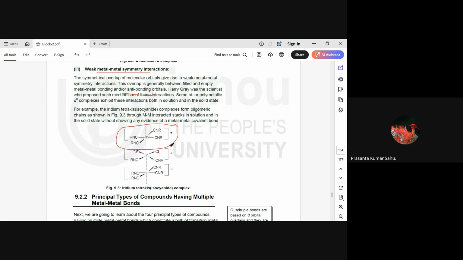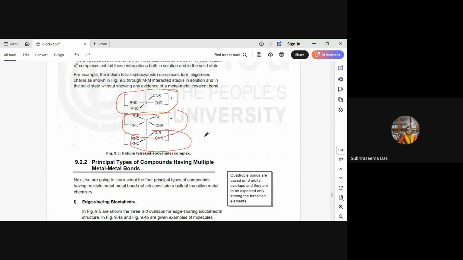This is one chain, here is another chain, and this is the third chain. So this is the oligomeric chain. When we see the oligomeric chain, we see that one chain is stacked upon another. That is why this gives rise to the metal-metal interaction in the form of stacks, or what we call the weak metal interactions.